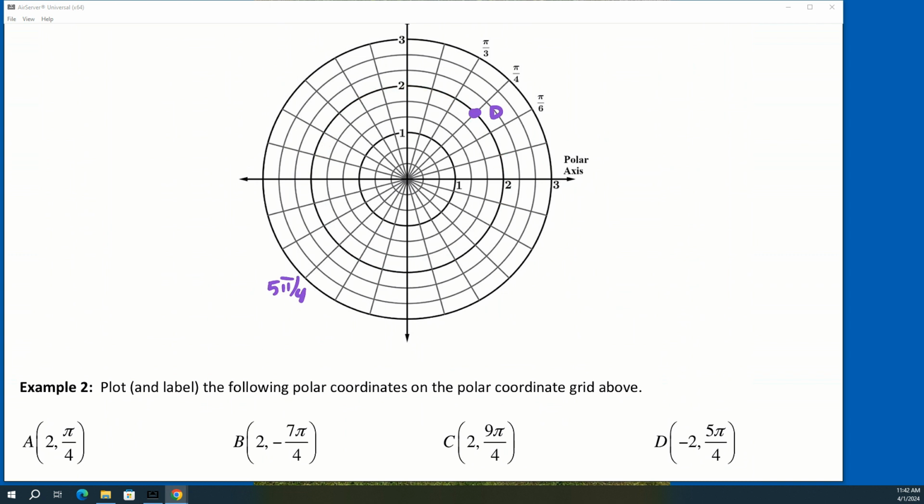All right, now let's do the other angles as well. So for A, we're going to do 2 and then pi over 4. Well, that's the exact same point we just did.